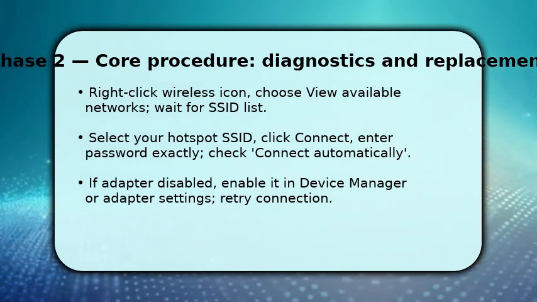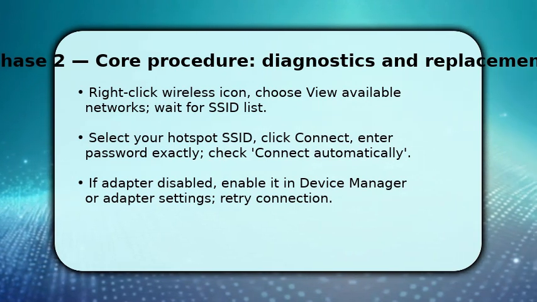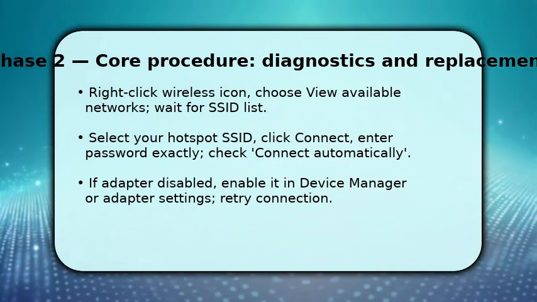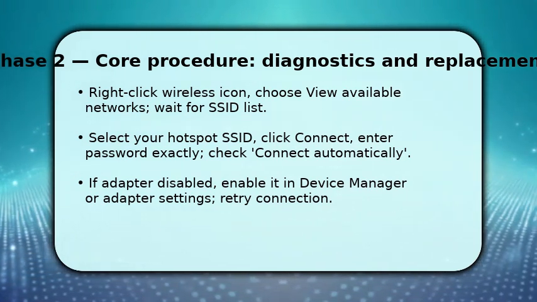If Windows reports no adapter, enable the wireless adapter in Change Adapter Settings or Device Manager, then retry the connection. This fixes most mid-process failures.